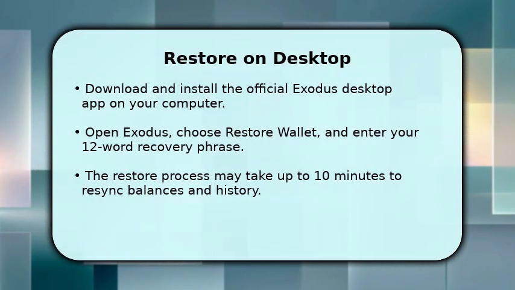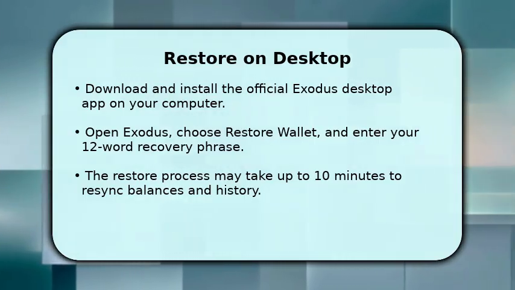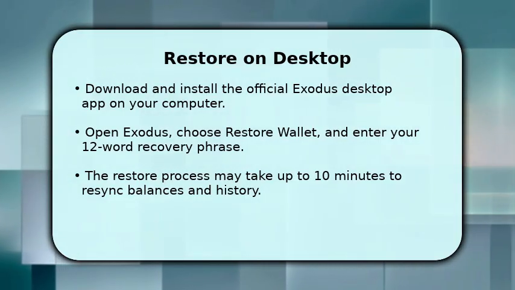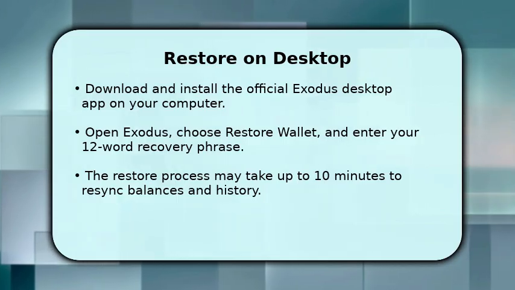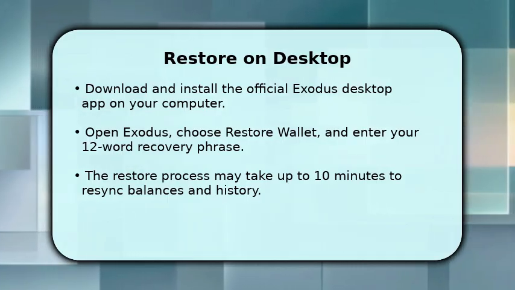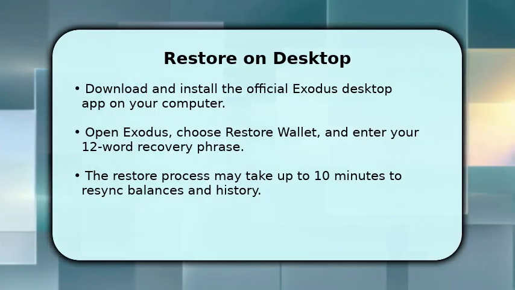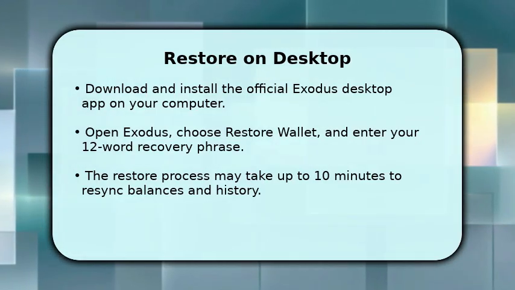Download and install the official Exodus desktop app on your computer and verify the app signature or source. Open Exodus, choose Restore Wallet, and enter your 12-word recovery phrase exactly in order, using single spaces between words. After entering the phrase, create a new local password to encrypt the app. This is separate from the recovery phrase.